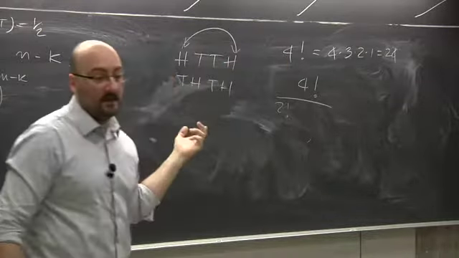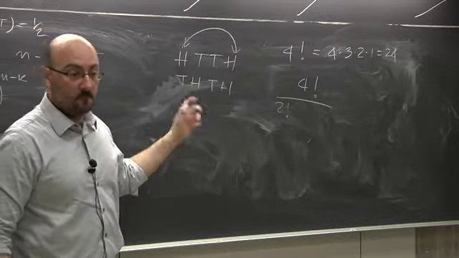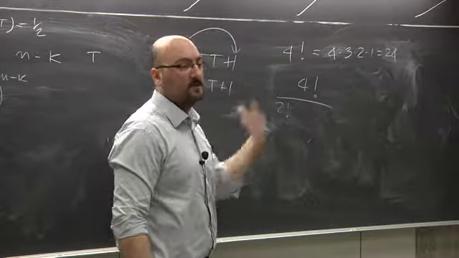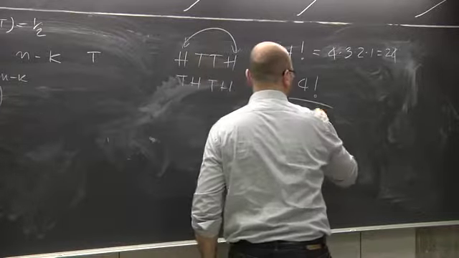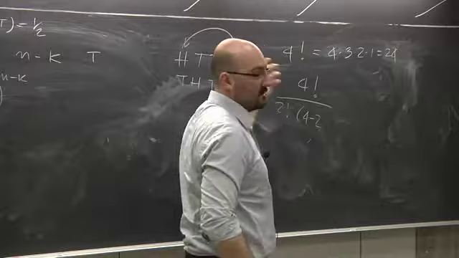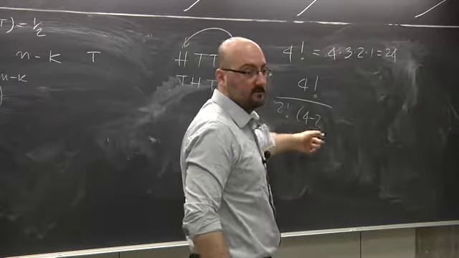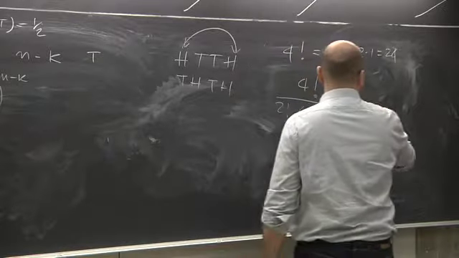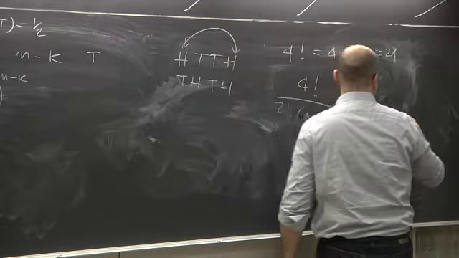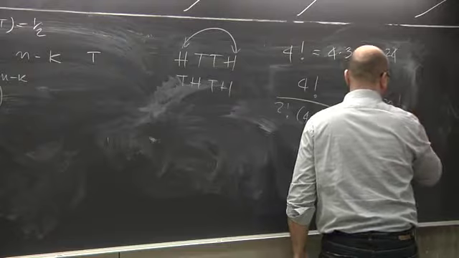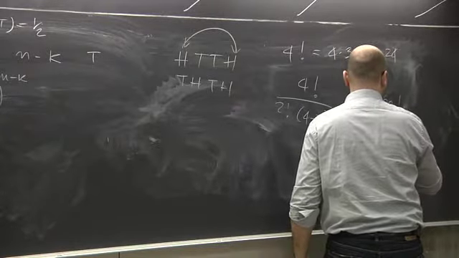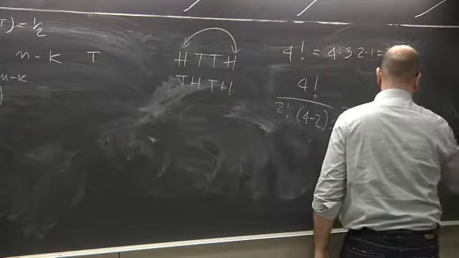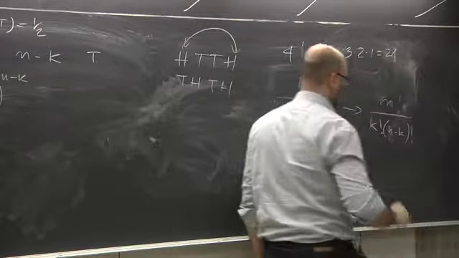And the same with the tail. So I get another 2 factorial. But that 2 factorial, let me write it as 4 minus 2, because if I have n objects and 2 are heads, then the other 2 are tails. So with general n and k, this becomes n factorial divided by k factorial times n minus k factorial.